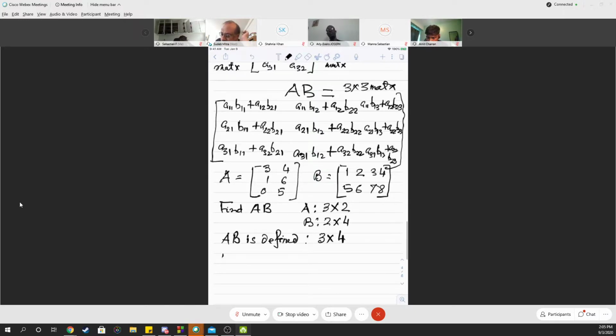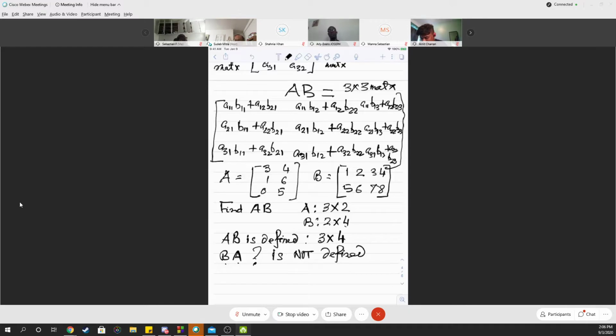But is BA defined? I think AB is not equal to BA. No, that is a completely different issue. My question is, is BA defined? No, it is not. The number of columns of B is 4, and the number of rows of A is 3. So BA is not defined, and we won't even talk about whether they are equal. BA doesn't exist.